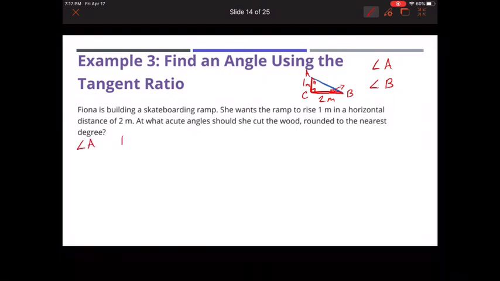We want to find the tan. We can use the tan because we know those two numbers. We can't use sine and cosine yet because we don't know what the hypotenuse is. We can use this to figure out what the hypotenuse is, but we don't know it right now. So that's why we're using tan, because we're given the opposite and the adjacent sides.